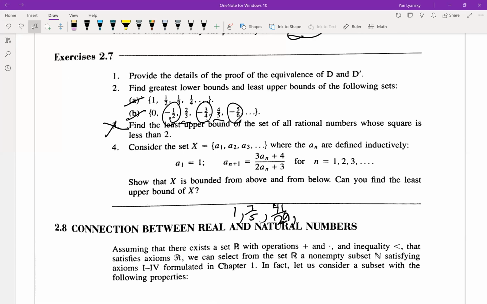That's what we can say right off the bat. So what you're arguing is that it's bounded from below, right? Good. So you're halfway done. How about from above?